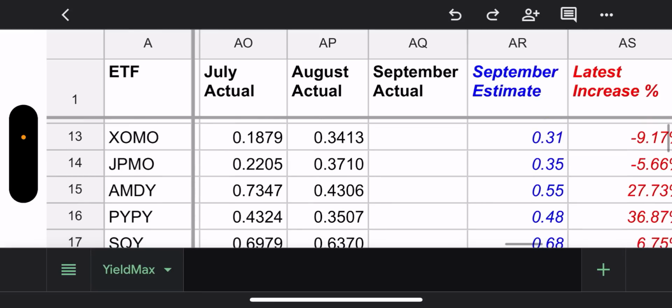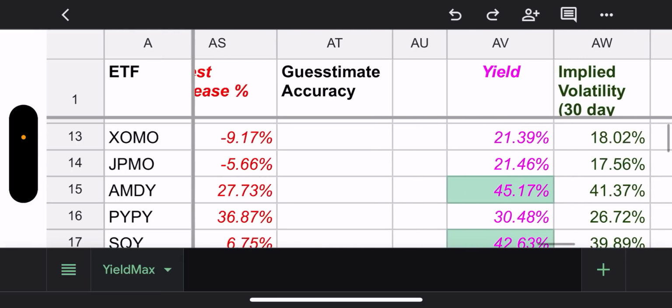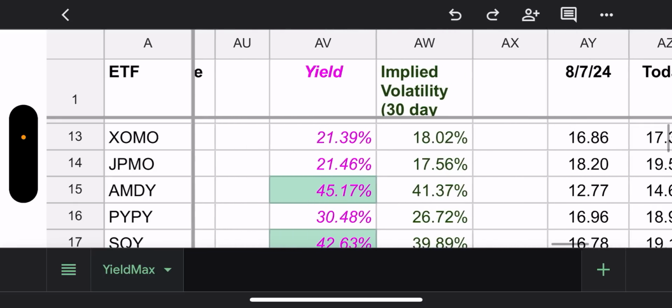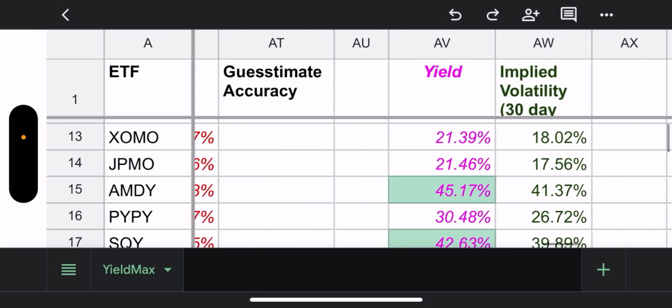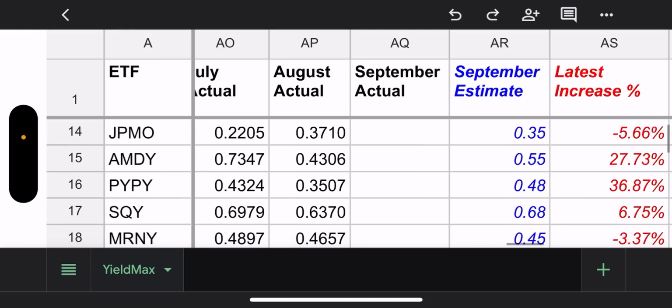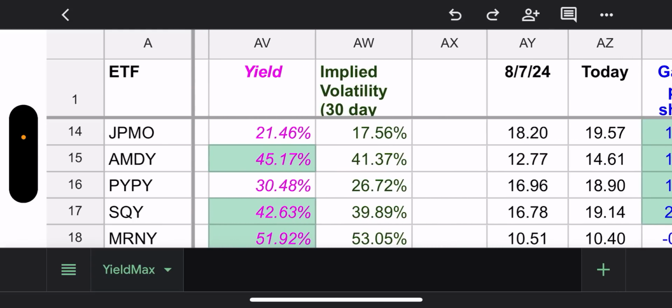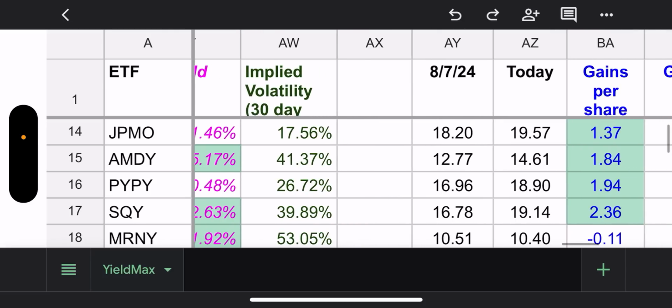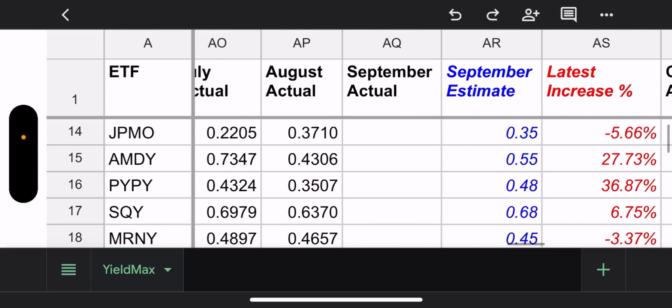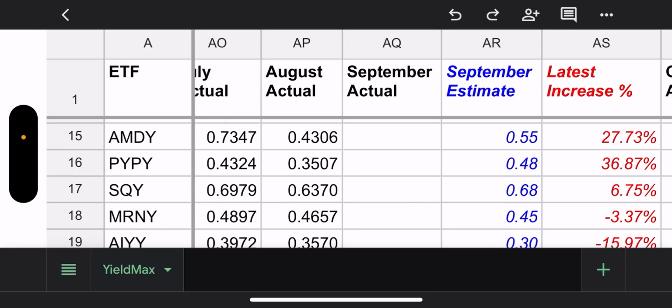All right, moving on to Zomo, paid 34 cents last month. I'll give them 31 cents, which is still generous for them. That's a 21% yield. Their IV is 18%, and they had gains per share of 53 cents. JPMO, they paid 37 cents last month. I'm going to give them a slight decrease down to 35 cents. This would produce a 21% yield, a little more than the IV of 17%. Their gains per share from ex-dividend date last month is $1.37. As you can see, gains per share really good for typically most of these funds, except the short funds.